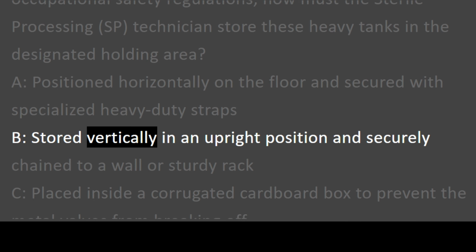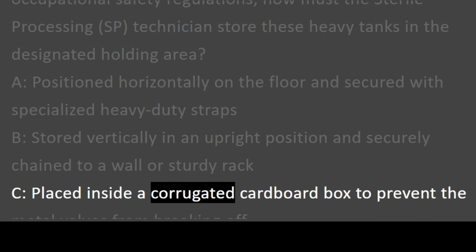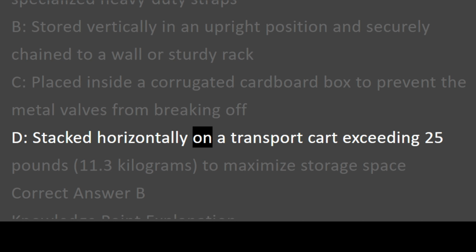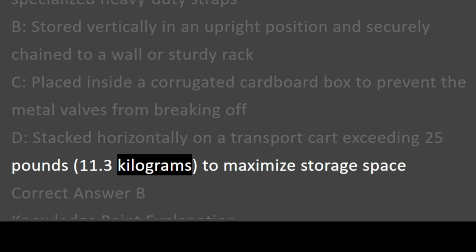B. Stored vertically in an upright position and securely chained to a wall or sturdy rack. C. Placed inside a corrugated cardboard box to prevent the metal valves from breaking off. D. Stacked horizontally on a transport cart exceeding 25 pounds, 11.3 kilograms, to maximize storage space.